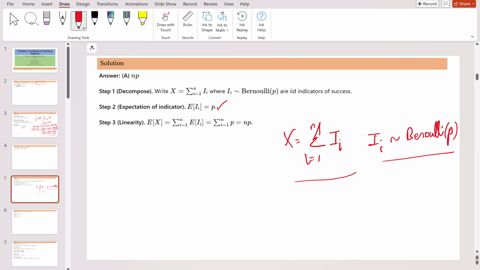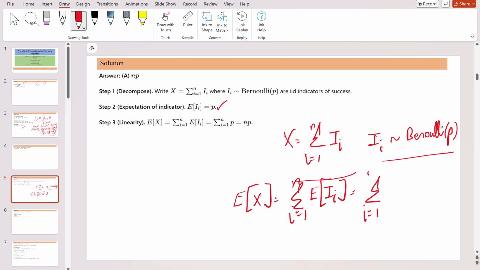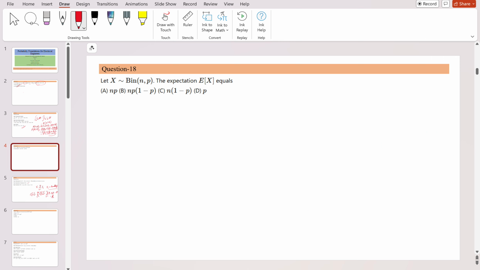The expectation of the indicator I_i is p. But what is being asked is the expectation of X, and that is simply linear. So the summation from i equal to 1 to n of the expectation of I_i, when you put in the value, is p plus p plus dot dot dot till n terms, that is equal to n times p. So the correct answer will come out to be option A.